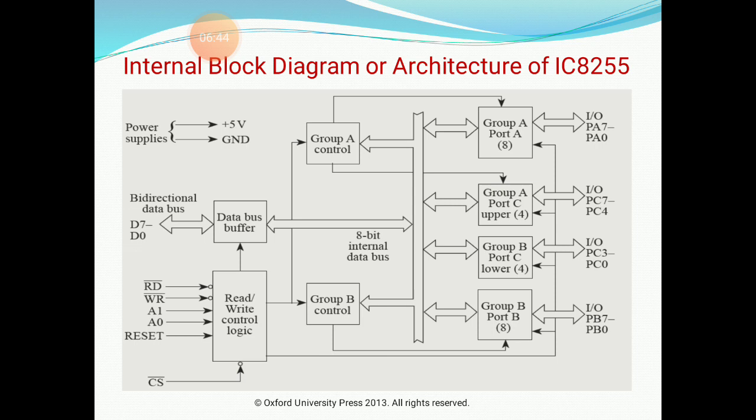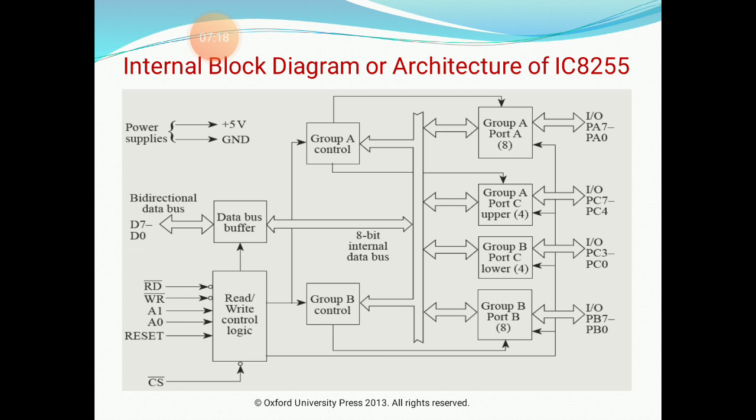The data bus buffer is an 8-bit 3-state bidirectional buffer used to interface the 8255 internal data bus with the external system bus of the microprocessor. This data buffer can receive or transmit data upon the execution of instructions like input and output instructions by the microprocessor. And the control words or status information is also transferred through the data bus buffer by using 8 data lines.